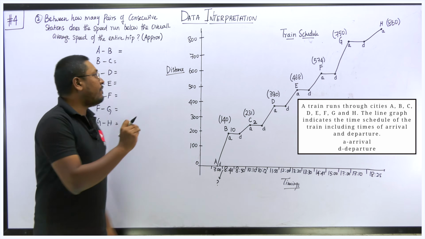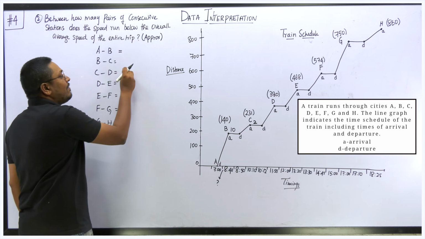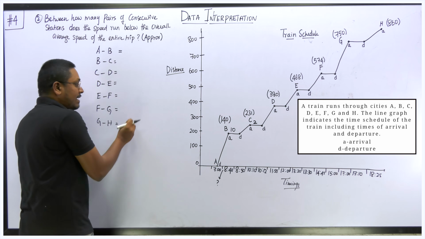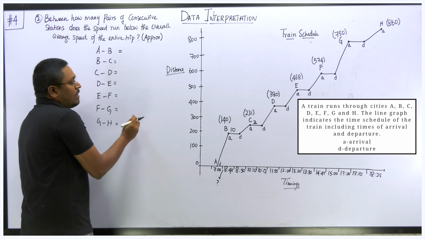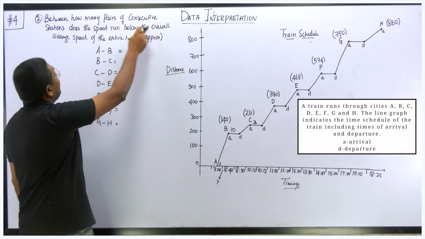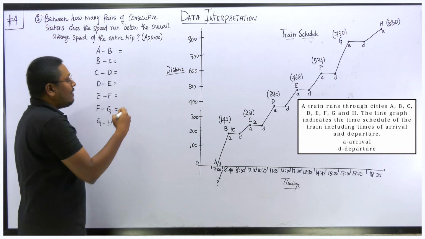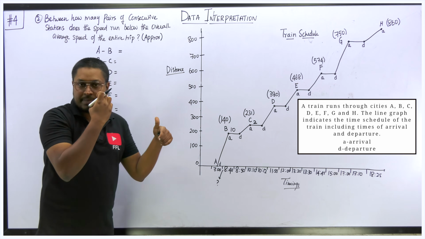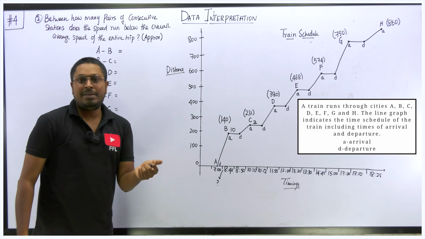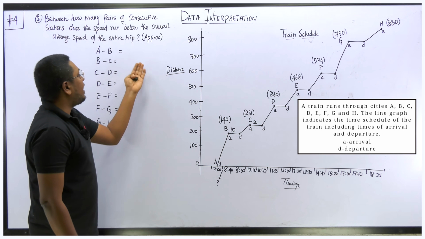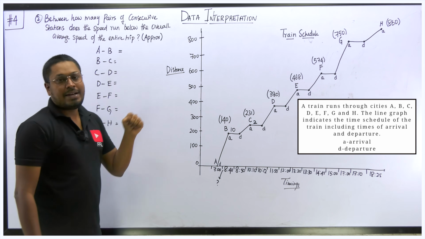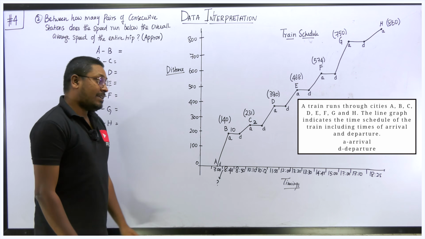So first we have to find the speed between each consecutive station, and then we need to find which consecutive pairs have speed below the average speed. So we have to find the average speed. After finding the average speed, we have to find how many stations the train took below the average speed. Interesting question.